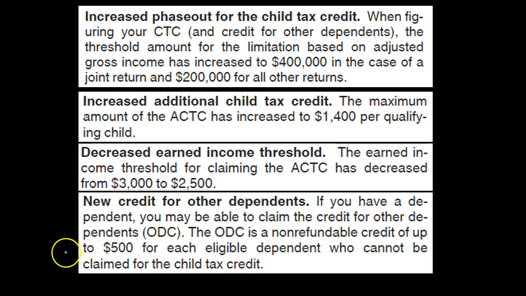The ODC, other dependent credit, is a non-refundable credit up to $500 for each eligible dependent who cannot be claimed for the child tax credit. So now what happens there is you're saying, okay, we have a dependent, and we'll discuss the rules for dependents later, but we have a dependent here who doesn't qualify for the child tax credit. We may still get the $500 credit if we have the qualification for the other dependent credit.